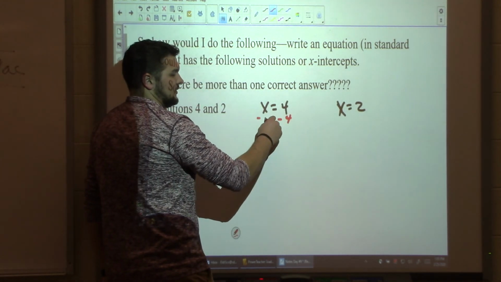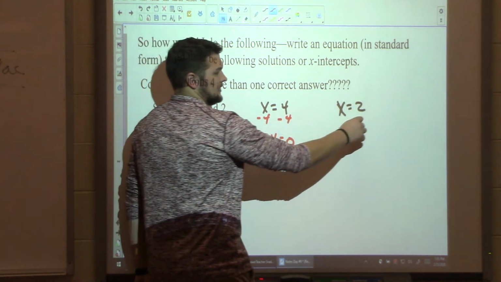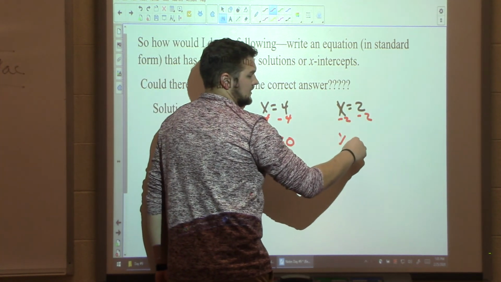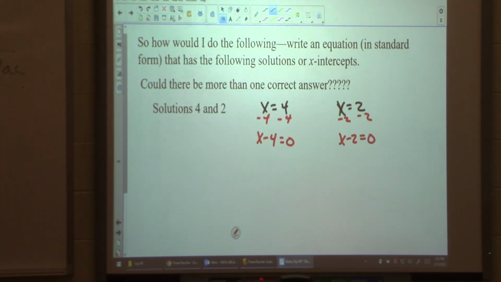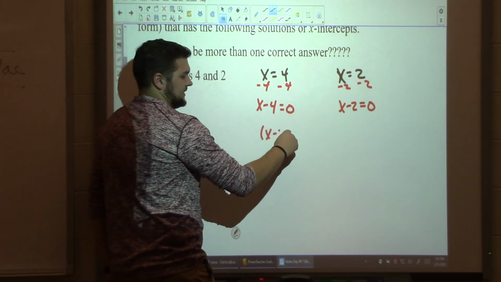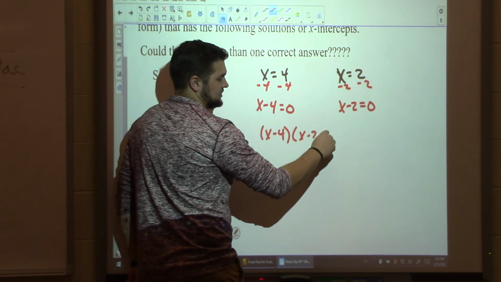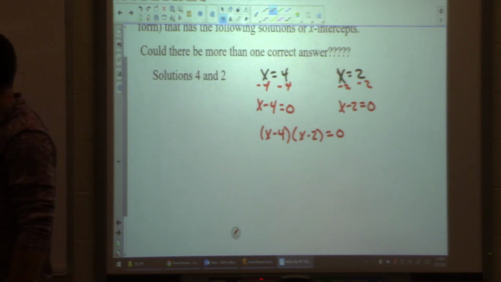So I'd subtract 4. I can get x minus 4 equals 0. I'd subtract 2. I get x minus 2 equals 0. Well, now I'm at this step. Then, going backwards still from what I was solving, I'm going to multiply the two of them together. X minus 4 times x minus 2 equals 0. And I'm just working straight backwards here.